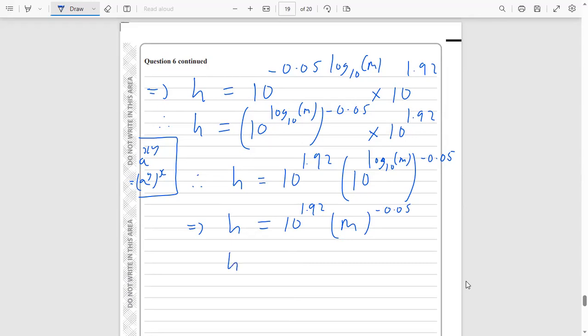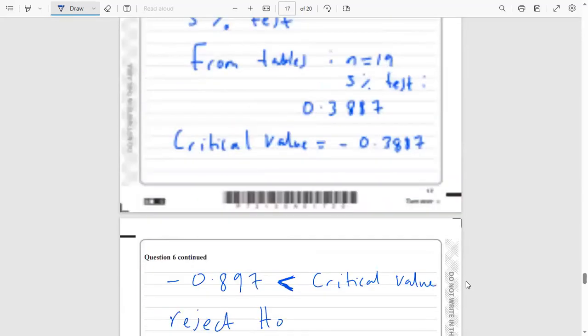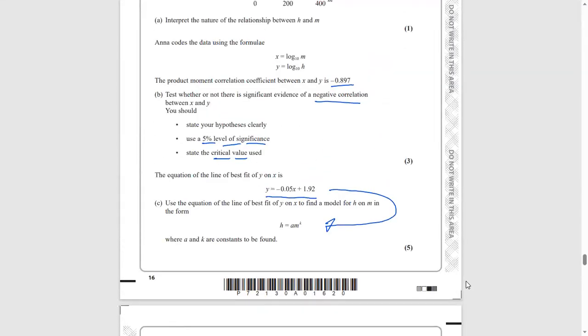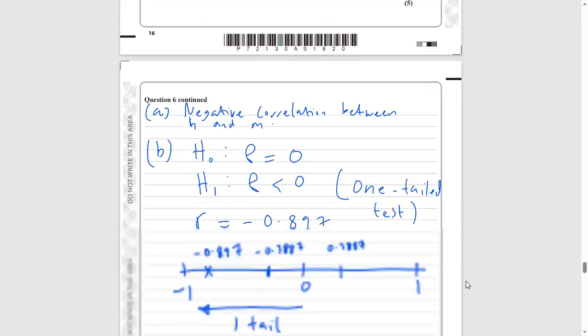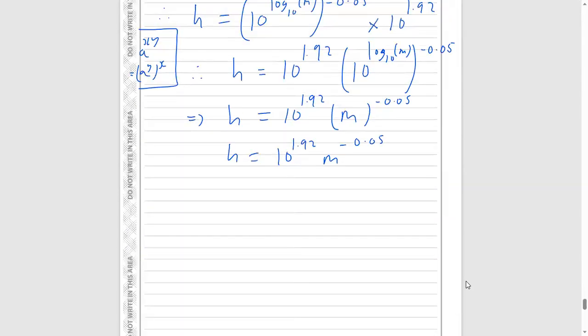Okay, so then we get pretty much our final answer. So we get h equals 10 to the power of 1.92 times by m to the power of minus 0.05 there. Okay, so that's our formula then. So if we just read the question again, we've got h equals a, so a number times by m to the power of k, where a and k are constants to be found. So I mean, we've done it there. You could put this in the calculator if you really wanted to, but we don't have to, as long as we just say that a is equal to 10 to the power of 1.92 and k equals negative 0.05.